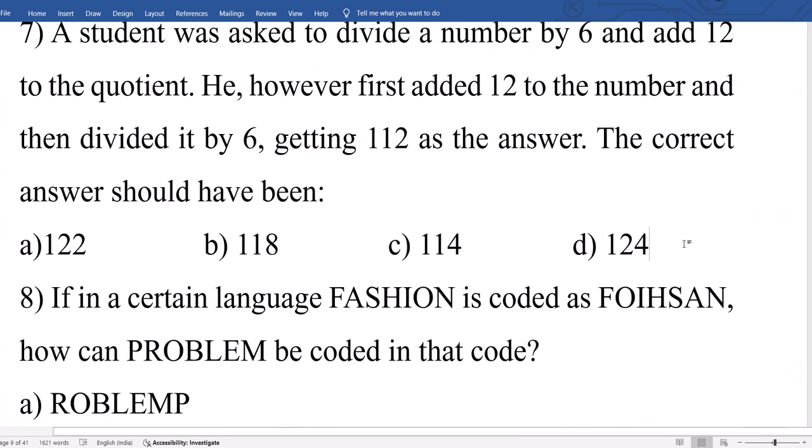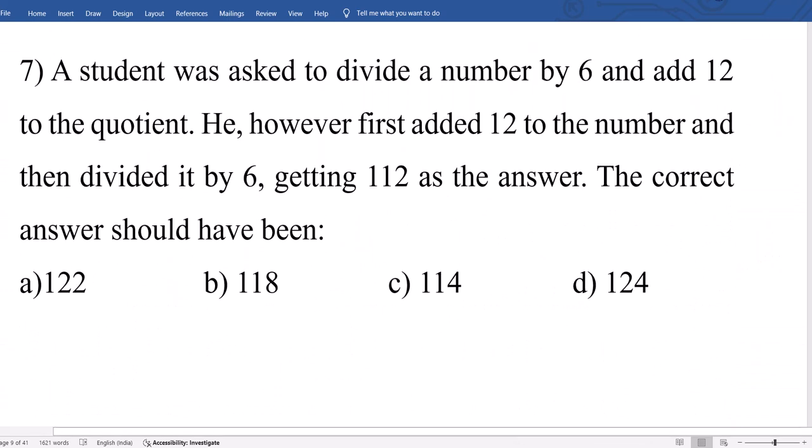Now next question. See this seventh one. A student was asked to divide a number by 6 and add 12 to the quotient. He, however, first added 12 to the number and then divided by 6, getting 112. What is the correct answer?